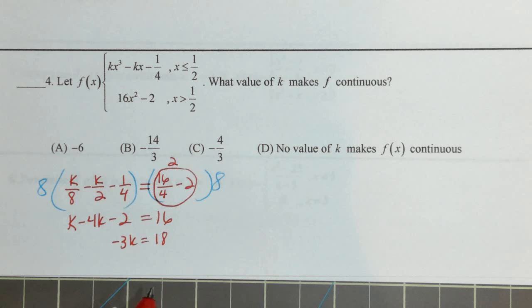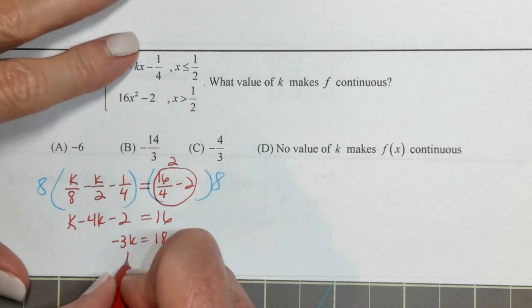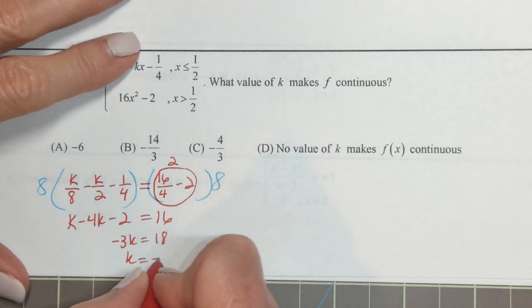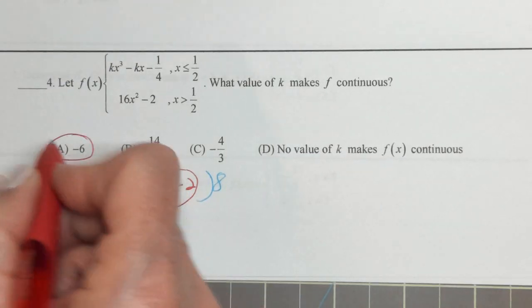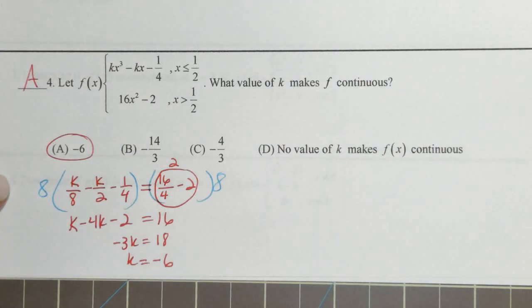Goodness gracious, do I not have the right answer on this one either? You've got to be kidding me. k is equal to negative... Oh, I do have it there. Okay, perfect. Alrighty. Let's go on to the next page.